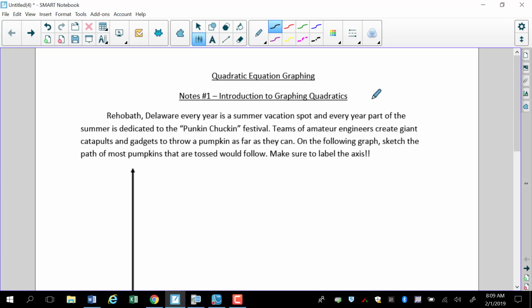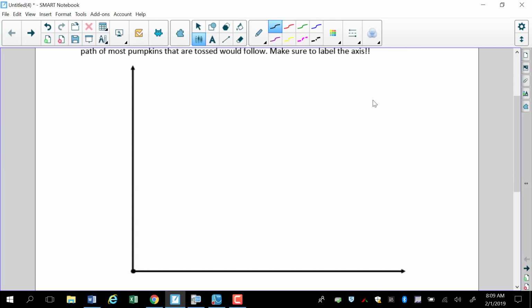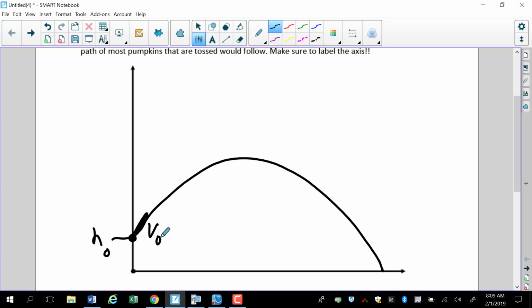You should have already been shown a video on this, just kind of what it looks like. We don't really need to label the axis, but you should understand that there's basically a path that's being thrown that's going to look like this. This is what the object would look like, the pumpkin in this case, which is going to start at an initial height. We're going to call this h0. And it's going to shoot off at initial velocity. We'll call that v0. And then gravity is going to pull this back down. But this general U shape is what we call a parabolic curve, and that's what we're going to be studying in this unit.